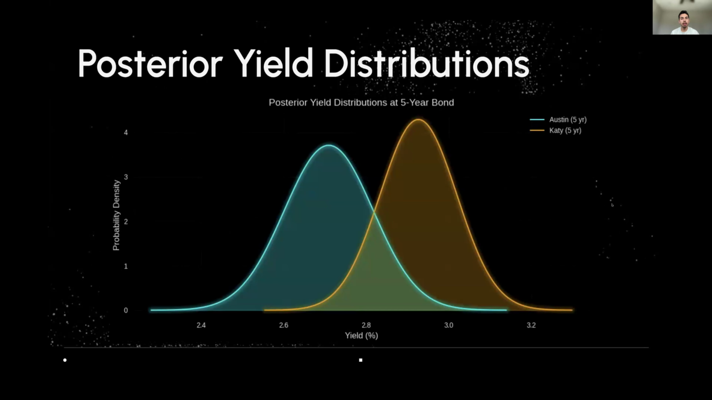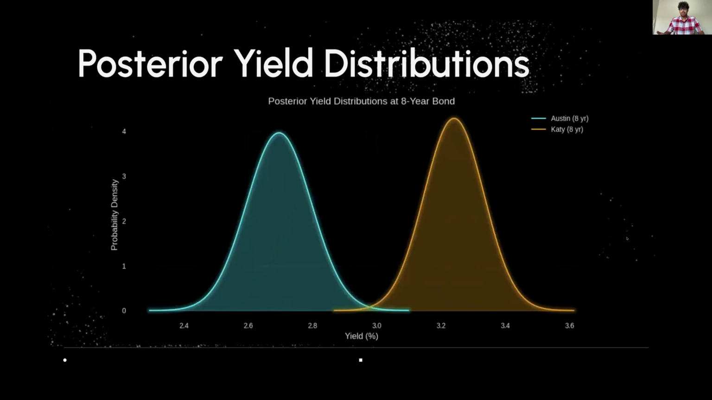And then this was the posterior yield distributions for the cross-city analysis we did. So we just chose 5-year bonds, and we can see how Austin's yield is overall predicted to be less, but there's a slightly higher standard deviation, so there's more uncertainty surrounding it compared to Katy's bonds.